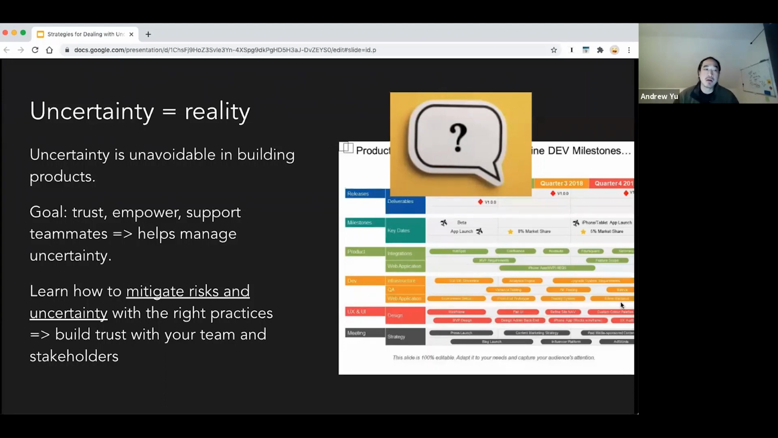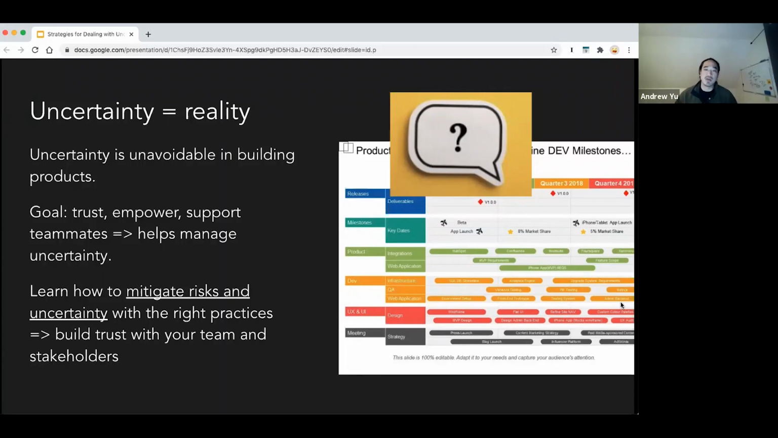And so our goal as product managers should be to trust other teammates, to empower other teammates, to support each other on our other functions on our team, and to help manage that uncertainty. The way we do this is by learning to mitigate risks, and putting in the right practices and systems to build up a portfolio of successes of dealing with risk and uncertainty that then translates directly into building trust with your team. And then it's a virtuous cycle from there.